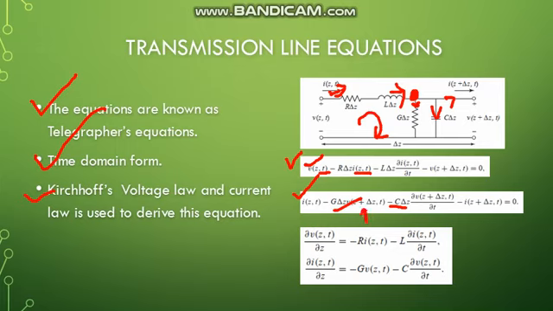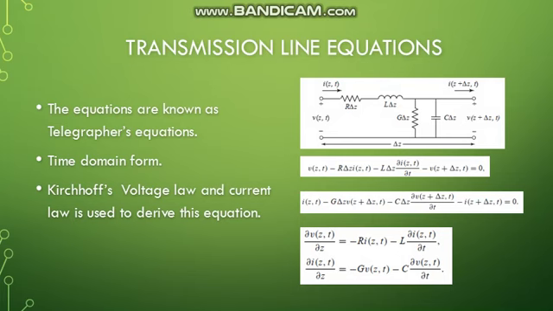One goes through the conductance, another goes through the capacitance, and the other is the output current. After finding that, we have to derive these two equations. Then we get the derivation of the two equations like that: minus R I(z,t) minus L dI(z,t)/dt, and dI/dz(t) is equal to minus G V(z,t) minus C dV(z,t)/dt. So those are the four final equations, and these equations are known as transmission line equations.